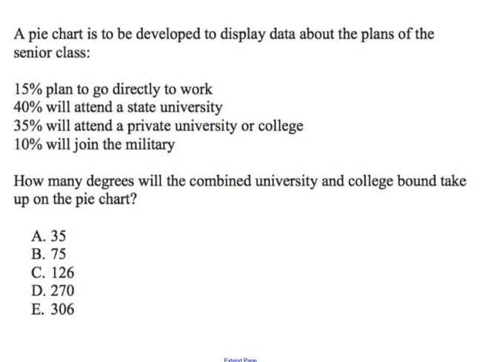So this says we're going to make a pie chart to display plans for the senior class, and it gives you some percentages here. 15 are going to go to work, 40 are going to state, 35 are going to private, and 10% are going to the military. And then now the question says how many degrees, so that's kind of important, degrees will the combined university and college bound take up on the pie chart? So our final question is about degrees, but everything they gave us is in percentages.